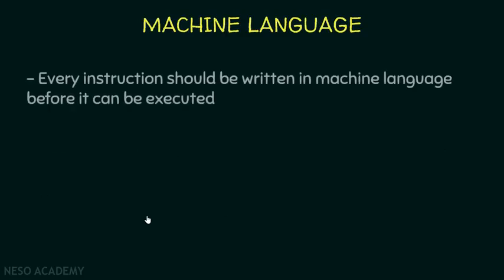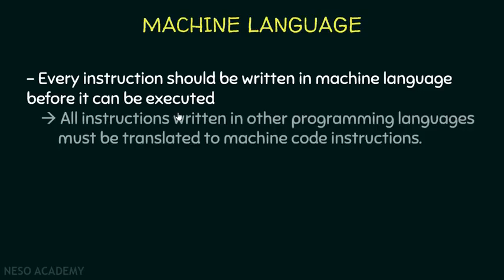Now let me tell you this. Every instruction should be written in machine language before it can be executed. Later on, we're going to write programs using Java, so the instructions will be written using the Java programming language. All of those instructions must be translated to machine code before we can execute them. And this applies to all other programming languages.